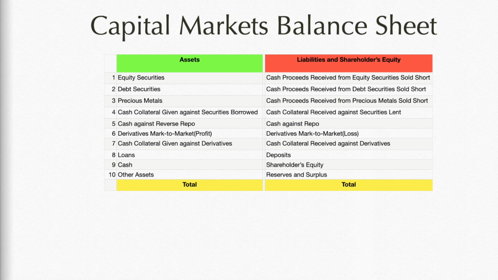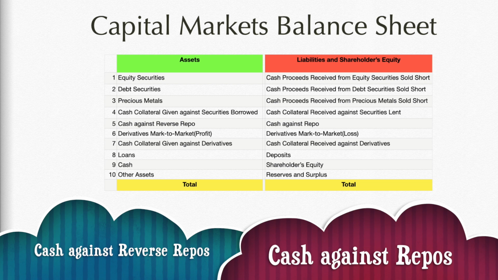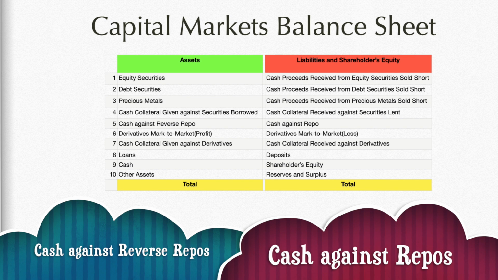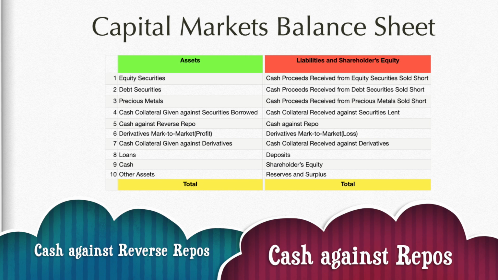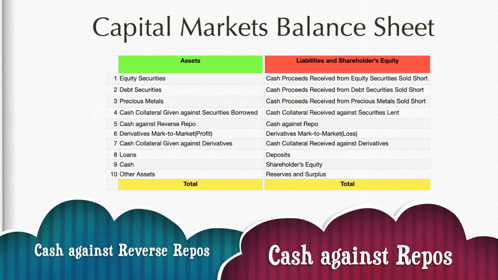Coming to row 5, cash posted against reverse repos. The concept here is very similar to the securities borrowed concept in row 4. In case of reverse repos, the bank buys a security from a client by posting cash collateral with a promise to sell it back at a lower price at a later date. That cash collateral posted shows up as an asset.